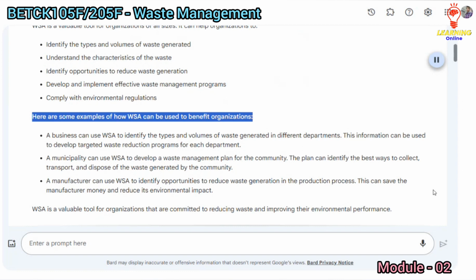A manufacturer can use WSA to identify opportunities to reduce waste generation in the production process. This can save the manufacturer money and reduce its environmental impact. WSA is a valuable tool for organizations that are committed to reducing waste and improving their environmental performance.